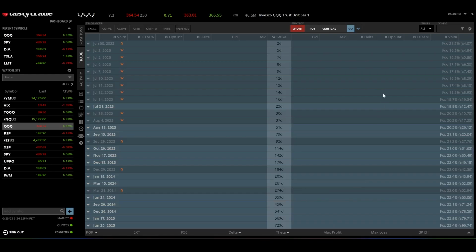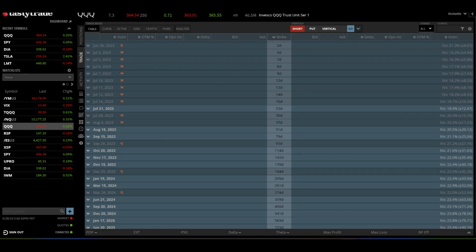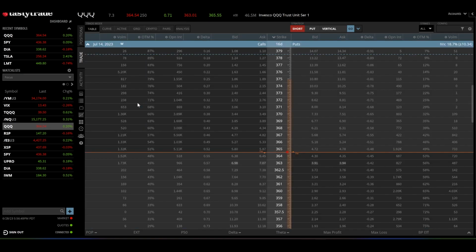And so to implement a hedge, a simple hedge strategy, what I like to do is open up debit spreads. So to open up a debit spread, what we are going to do is pick an expiration date on the triple Qs. I generally like to trade within the 15-day expiration. So we're going to look at the July 14 expiration. That's 16 days out till expiration.